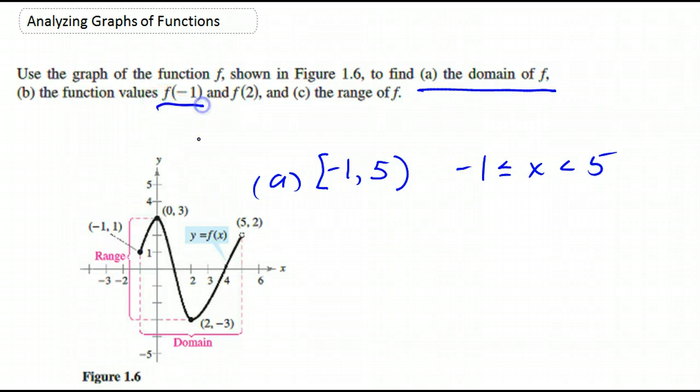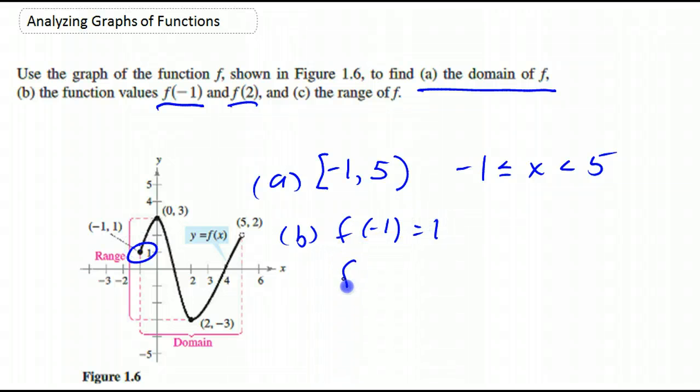Let's look for the function values of f of -1 and f of 2. Okay, well, you just read it right off the graph. So f of -1 is 1. f of 2 is down here, and it is -3.